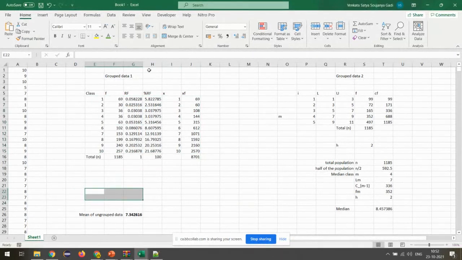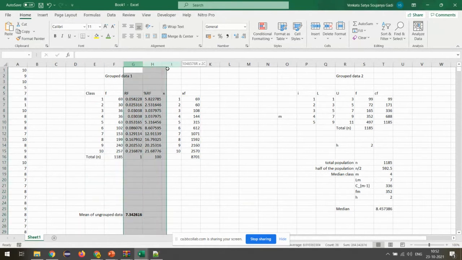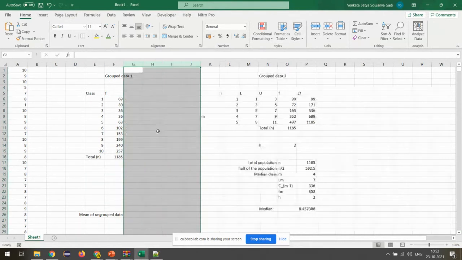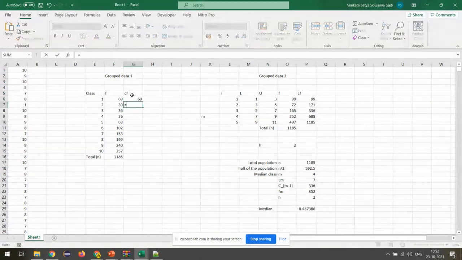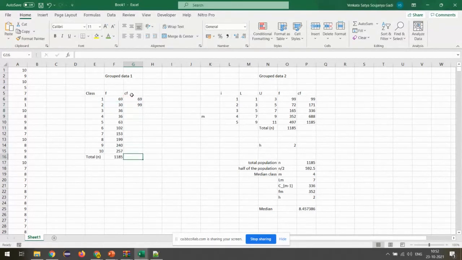So let's remove this. We are not doing this. Okay, let's remove this. We are not interested in this anymore. Let's remove this. Let me calculate CF first, and then I'll explain what I'm talking about. Okay, here. This is the cumulative frequency.